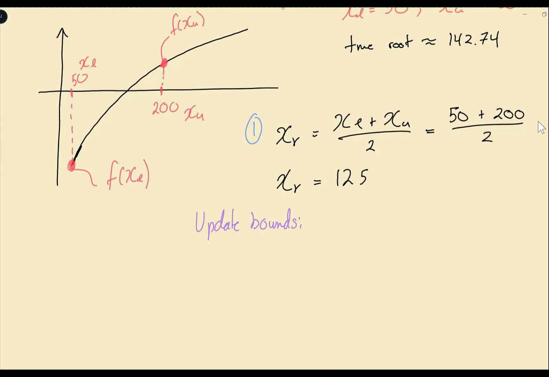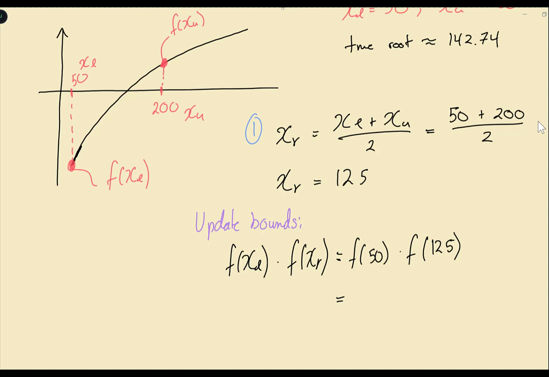The thing we need to check is f of xl multiplied by f of xr, and see what we get. Is it a positive number? Is it a negative number? Is it equal to 0? So we plug in here, XL is 50, so we do f of 50 multiplied by f of 125. The function we're using here is that function f of m from the PowerPoint that we saw earlier. We plug in the numbers, do the math, and we get 1.87. So this is greater than 0.